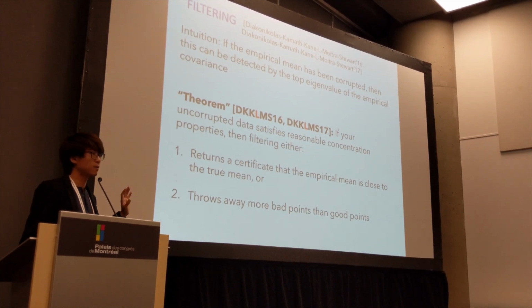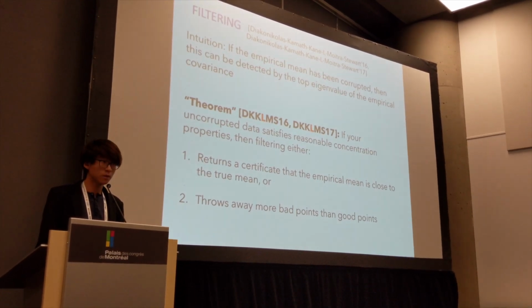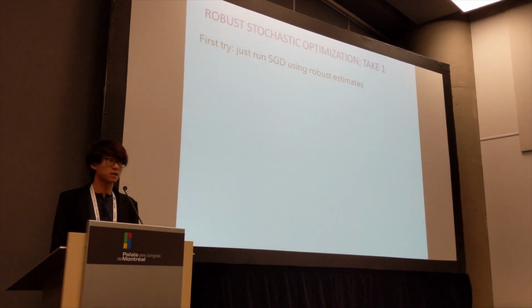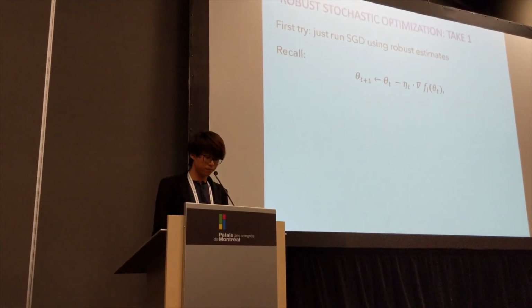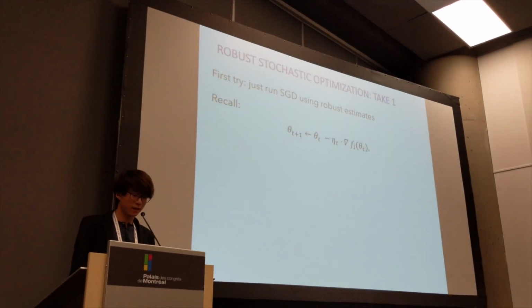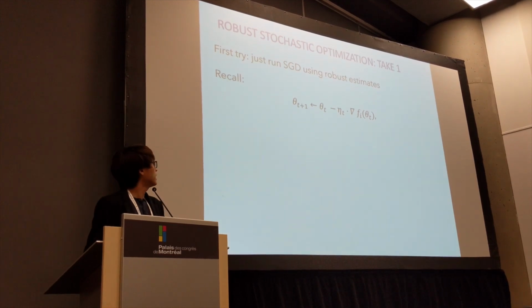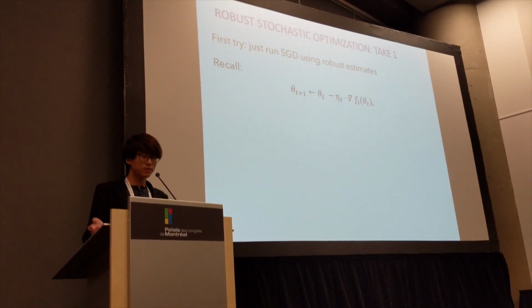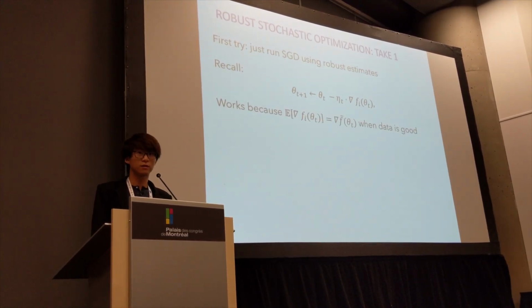So let's see how we can apply these ideas back to this more general problem of robust stochastic optimization. Here's a reasonable first try: simply run SGD using robust estimates. What does that mean? Recall stochastic gradient descent is the following optimization method. I have some model theta t, and at time t, I let theta t plus 1 be the current model minus some step size eta t times the gradient of f_i at theta t, where f_i is a fresh draw from my distribution over functions. When there are no corruptions, this works well, because the expectation of the gradients is the true gradient of the function at my model theta t.